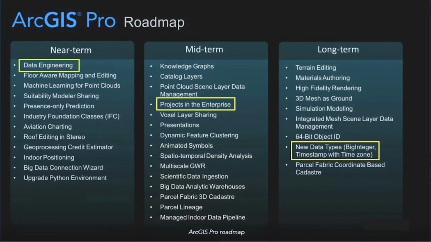Looking ahead at the ArcGIS Pro roadmap, there are several I'd like to highlight, including in the near term, data engineering. This will be a guided experience to explore your data, add and calculate new variables, and prepare data for use in machine learning workflows. In the midterm, you can use your portal to share projects, collaborate, and work more effectively using projects in Enterprise. Looking ahead in the long term, you can expect new data types such as big integer and timestamps, and these will be required for critical user workflows related to time and observation data.